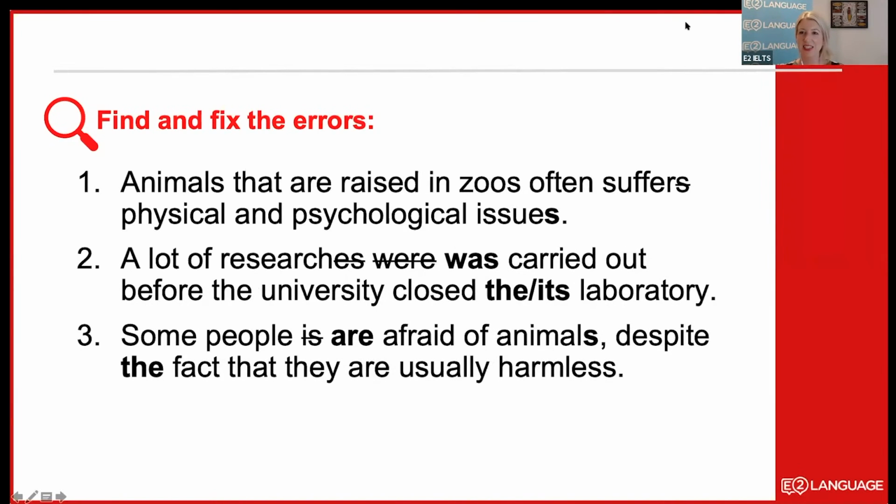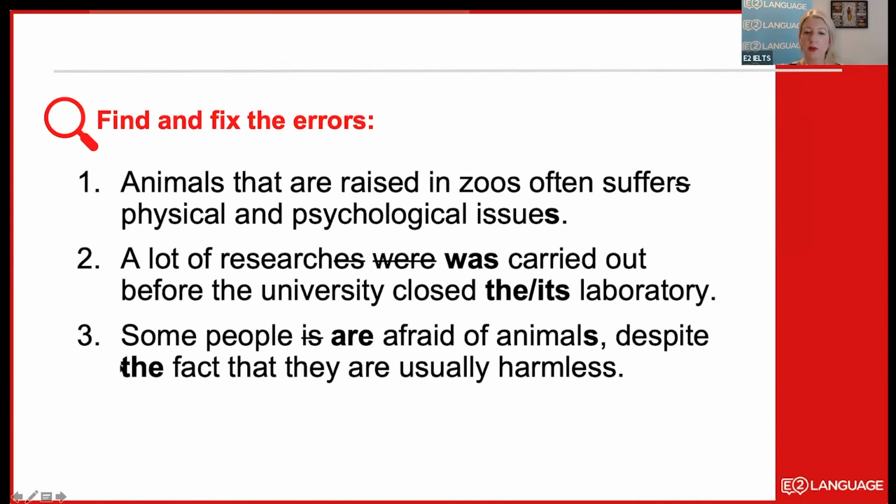Okay, let's see the answers. Here we go. First one, just 2 errors. Animals that are raised in zoos often suffer, no S, physical and psychological issues, more than one. 2, a lot of research was carried out before the university closed the laboratory or closed its laboratory. You could put from here, for those asking, suffer from. Yes, you can put it there. It's correct without it too.